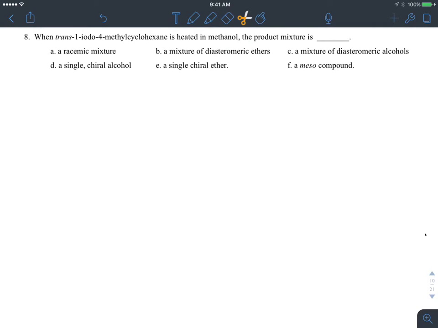All right, so question 8 asks, when trans 1-iodo-methyl cyclohexane, let's start by drawing that out, is heated in methanol, the product mixture is blank. So first thing we're going to do is go down our flow chart. We've got a good leaving group and a weak nucleophile. So we're thinking SN1.